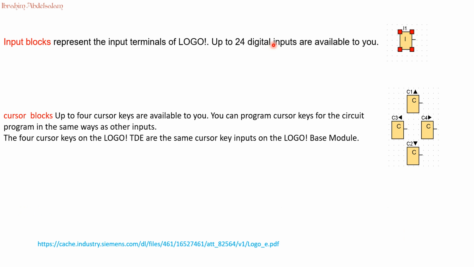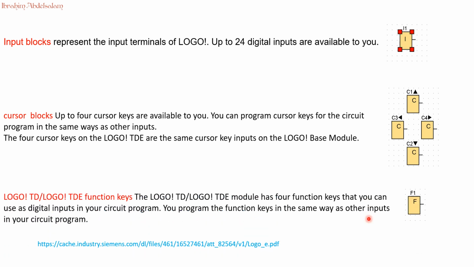Cursor keys: we have 4 cursor keys, cursor 1 for up, 2 for down, 3 for left, and 4 for right cursor. Those cursor keys you can find on the PLC LOGO itself, or on the LOGO extension TD screen.